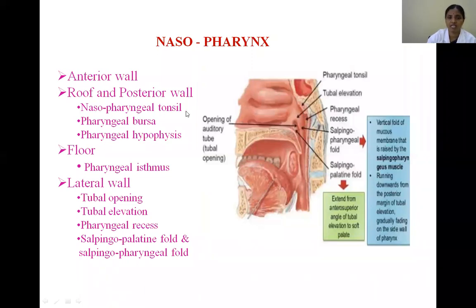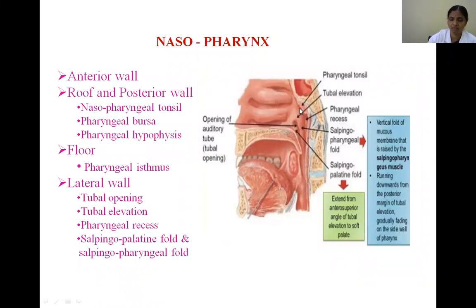First, nasopharyngeal tonsil. The entire pharynx is covered internally by the mucosa. Mucosa means the lining epithelium and adjacent connective tissue in the form of lamina propria. Immediately beneath this mucosa, there is an aggregation of lymphoid tissue in the form of tonsil. Any lymphoid aggregation beneath the mucosa means mucosa associated lymphoid aggregation. We can define this kind of tissue as MALT, mucosa associated lymphoid tissue, otherwise called tonsil.